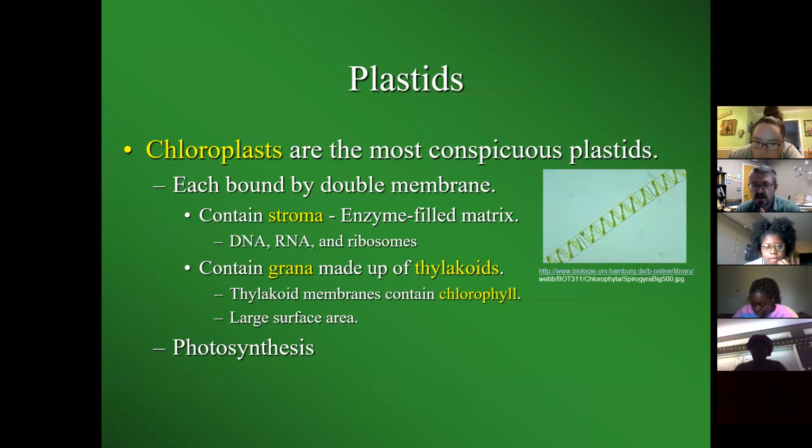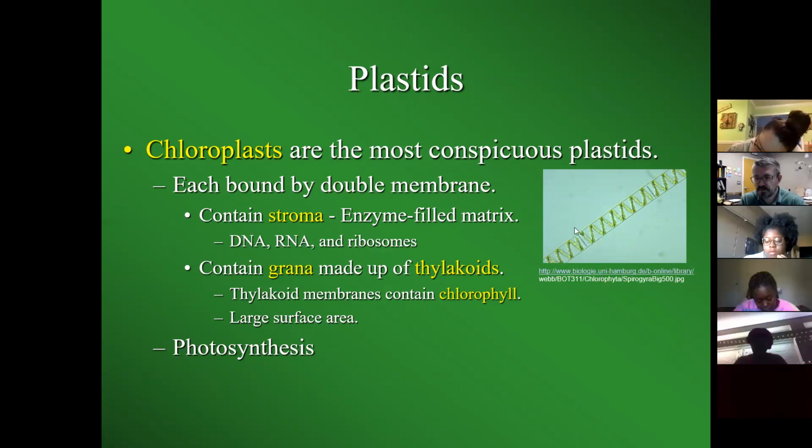There is also something called grana, which are made up of thylakoids. The grana are the stacks of thylakoids, and these are membranes that actually have the chlorophyll molecule embedded within them, and they have very large surface area. Their whole purpose, which we'll get into more later, is photosynthesis. So we're just looking at inside the cell. We'll come back to the specifics of photosynthesis later, but know that chloroplasts are really important. You can see the green ones inside of this. I think this is a spirogyra. That's an alga.